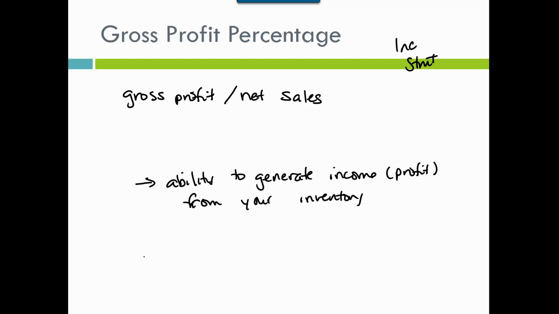You know, if you mark it up too high, you're not going to sell stuff. If you mark it down too low, you're not earning as much profit as you can. So finding that right balance, that's what this gross profit tells us. So in this problem, now they didn't give us the gross profit, right, but we have everything we need to figure it out. So we've got net sales and we've got cost of goods sold, and we don't even need the rest of these for this.